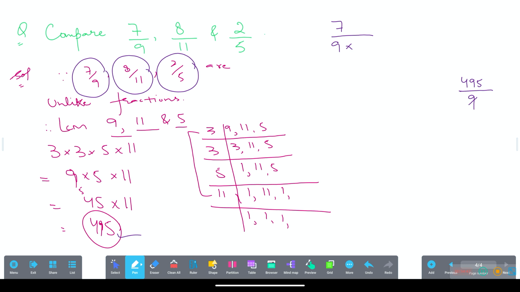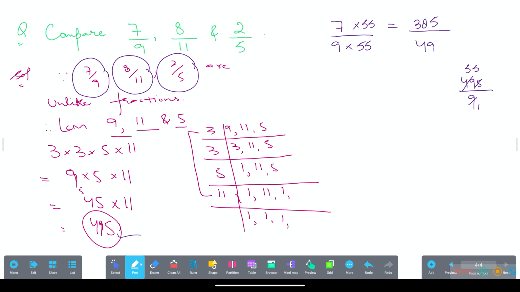9 1s are 9, 9 5s are 45, 4 carry, it becomes 55. So 9 into 55. If you multiply the denominator of the fraction by 55, you have to multiply the numerator by 55 to keep things balanced. Now, 7 5s are 35, 36, 37, 38, 385. At the bottom, the denominator will be 495.